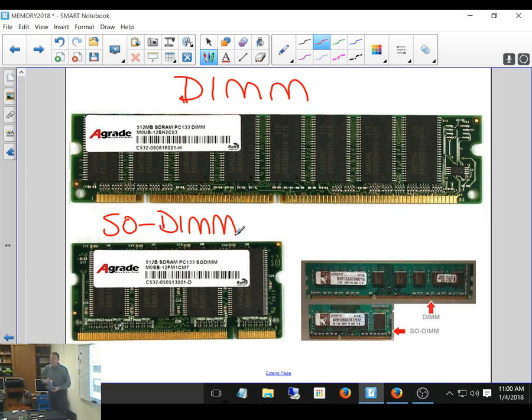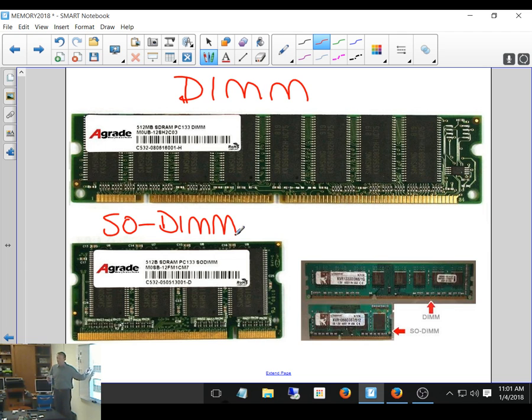SODIMMs are not as fast. How many modules does it have on here? It has 4. How does that work? Well, because it's writing twice to the same module, so even though they're rated the same and rated as fast, SODIMMs are never quite as fast as a DIMM.